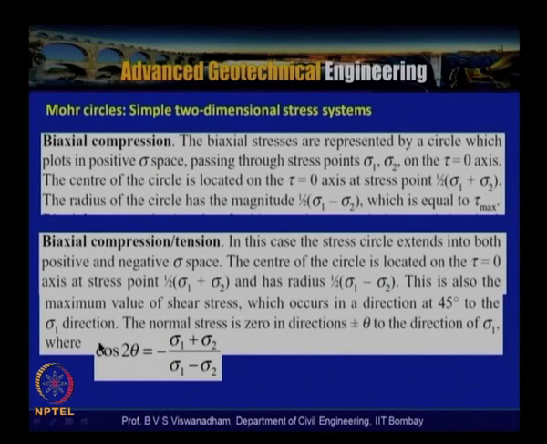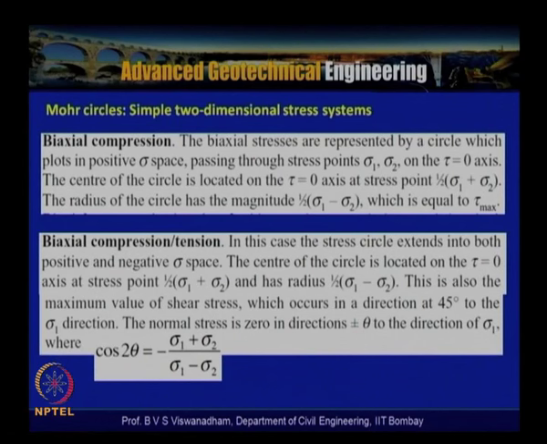And biaxial compression and tension, that means the element is subjected to both biaxial compression and tension. In this case the stress circle extends into both positive and negative sigma space. The sigma space towards the positive side is called the positive sigma space, and the sigma space towards the negative side is called the negative sigma space. Similarly the tau space which is above is called the positive space and below is called the negative space. The center of the circle is located on the tau 0 axis at stress point sigma 1 plus sigma 2 by 2 and has the radius sigma 1 minus sigma 2 by 2.